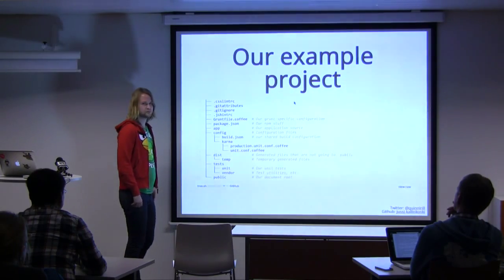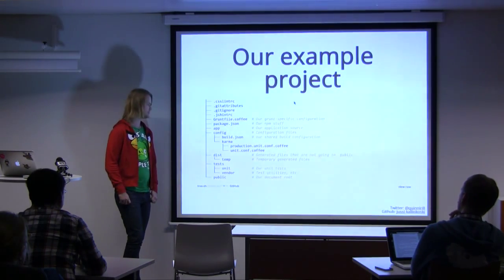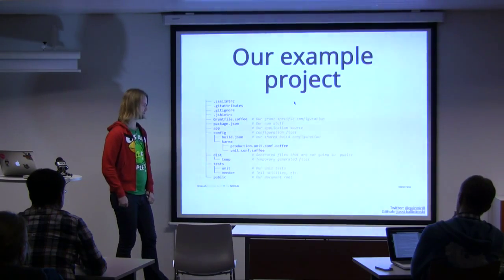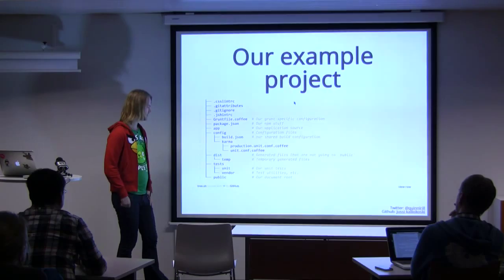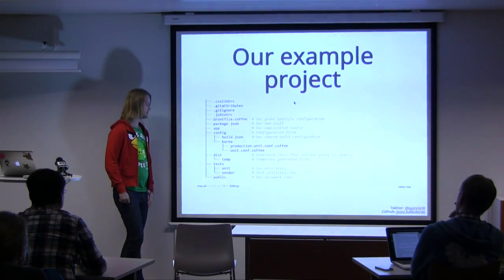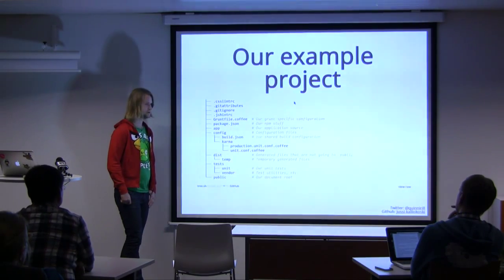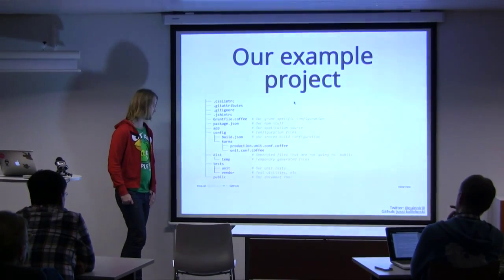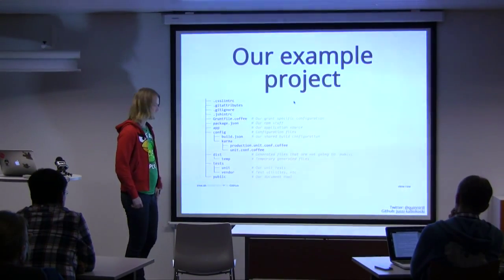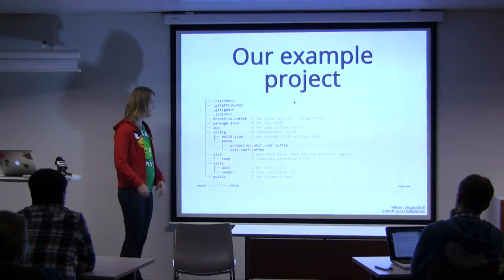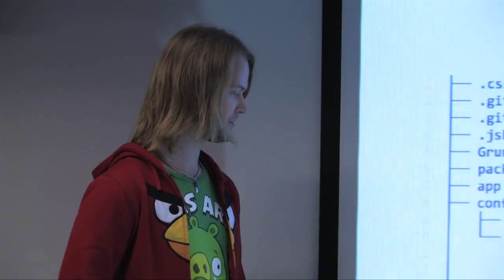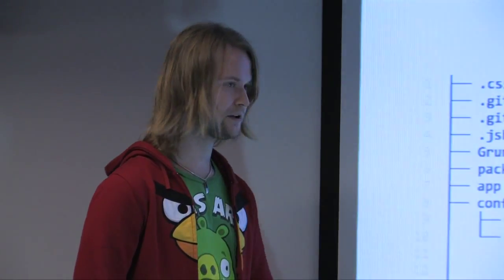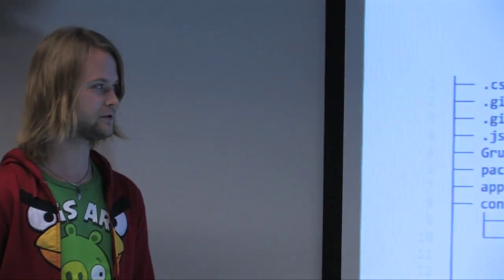Then we have app folder, which is basically our application source. We have a dist folder, which contains all our temporary files and other files that are generated on the fly, but we don't want to distribute or add to the source control. We have tests, of course, because every good example application must have tests. And then we have a public folder for our document root.